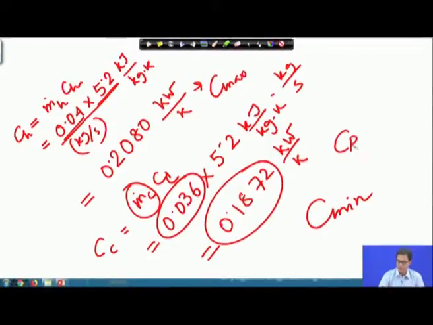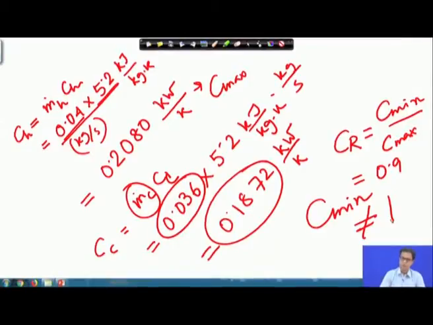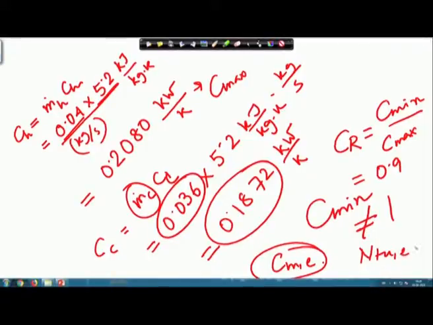So, we can now try to find out the CR, that is equals to C min by C max, and that will come out to be 0.90. So, this is not equals to 1. So, we know that the capacity rate ratio Cm equivalent we have to find out. We have to also find out the NTU equivalent. So, we will find out the appropriate relation to calculate the CME and NTU effective, and then we will proceed to the calculation of the values of the effectiveness.